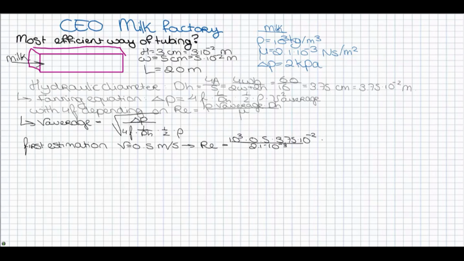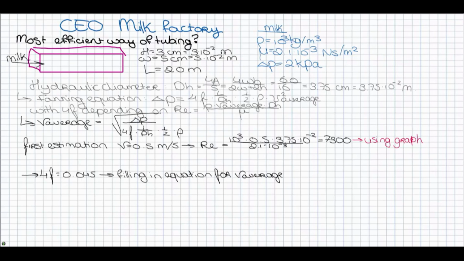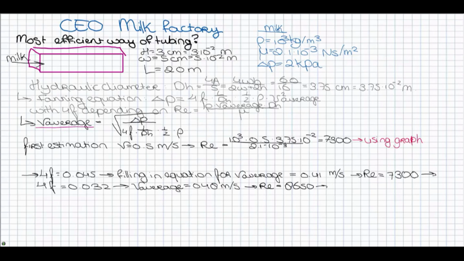Using this velocity, we can calculate Reynolds number and use the graph that shows for smooth pipelines the corresponding value for 4f for a specific Reynolds number to determine the value for 4f. And thereafter we can fill in 4f in the definition for the average velocity, here, and find a new value for the average velocity. With this found average velocity we can calculate again Reynolds number and again determine 4f and so on. Finally, we will find a value for the average velocity in the rectangular pipeline of 0.49 meter per second.